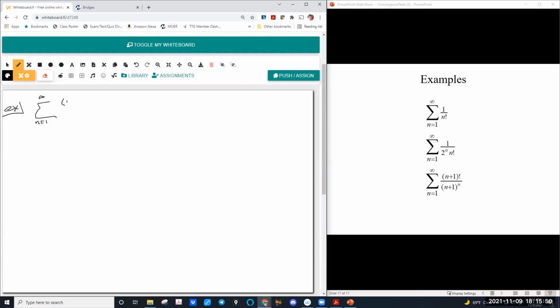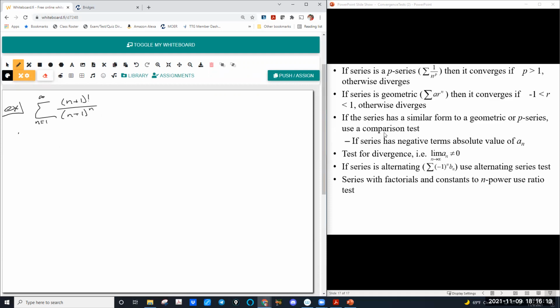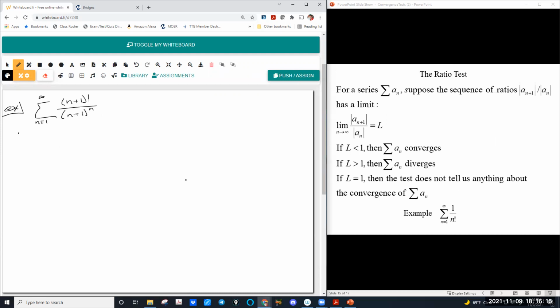So this one gets a little messy because we have two things going on. We've got a factorial on top and an exponential on bottom. And so the question becomes, does the factorial or the exponential win? Especially in the n to the n case. All right, so let's set up our ratio test.